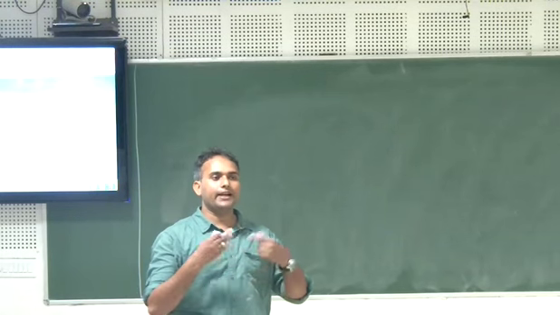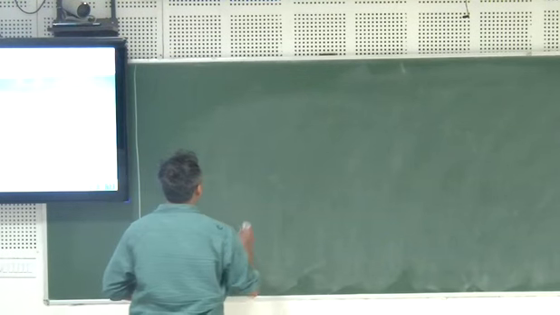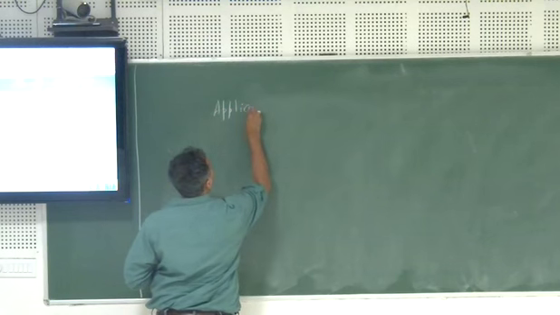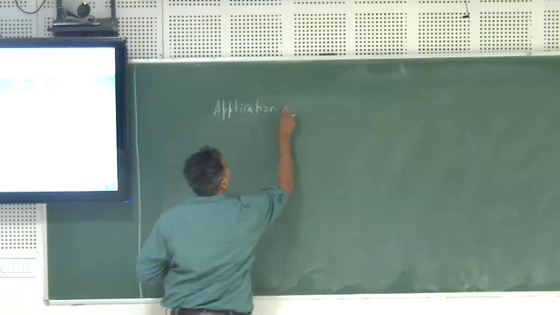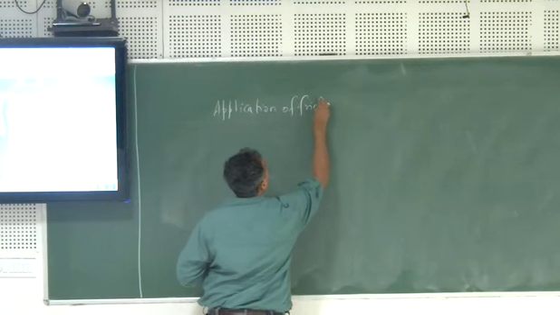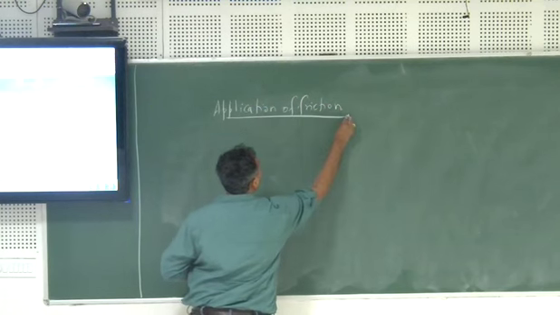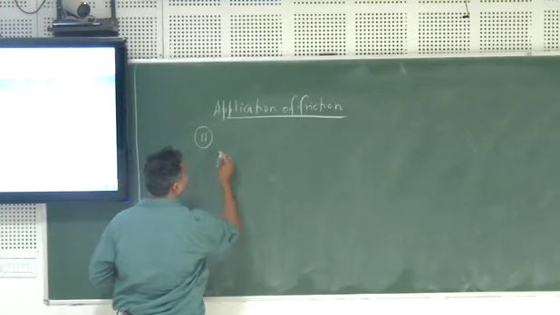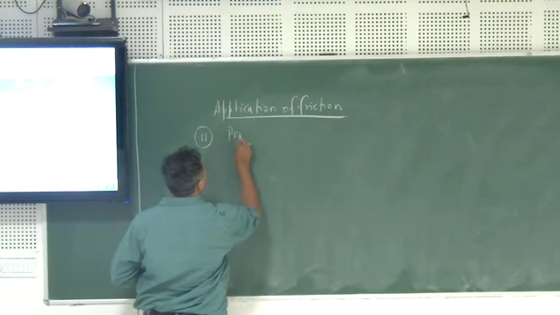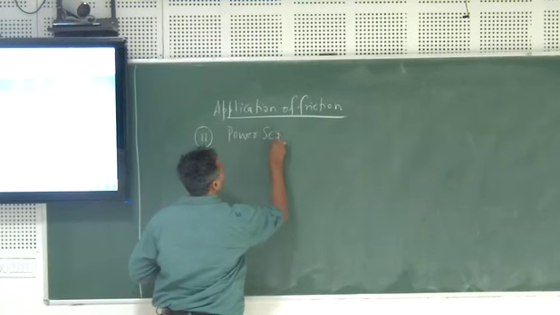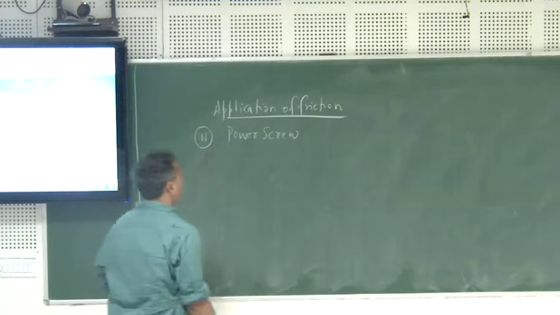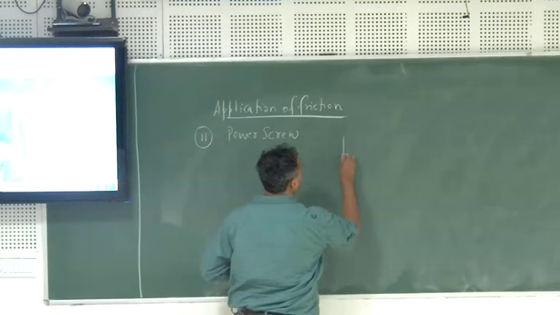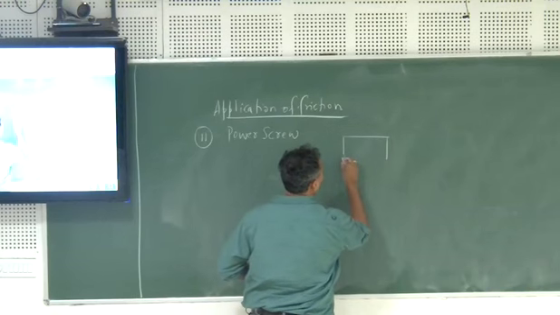Let us now discuss the second application. For example, friction. The second example is, let us take a power screw. In the power screw example, there is a load W.